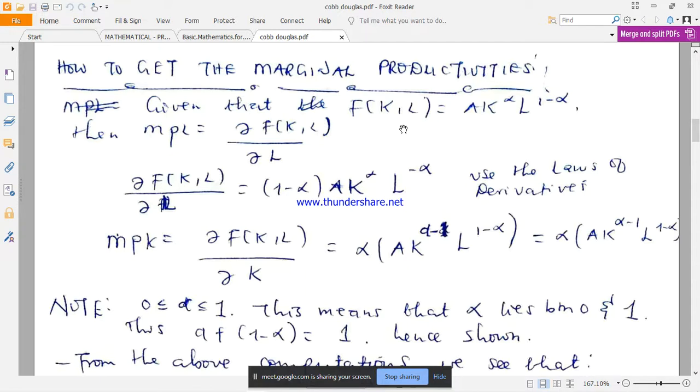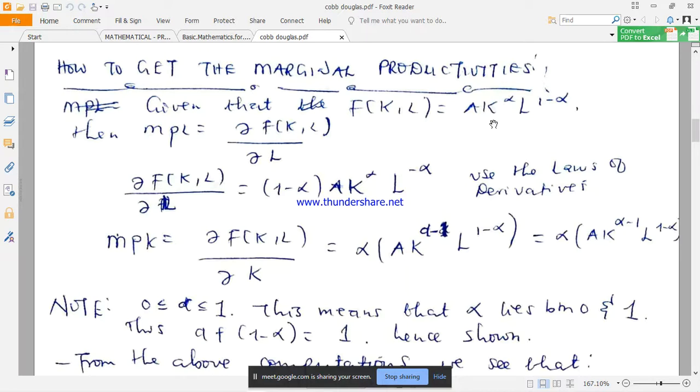Given a function which is the technology, A K to the power alpha times L to the power 1 less alpha, to find the marginal product of labor: the marginal product of labor in this case is the slope of this particular function with respect to labor. That's what it means, which is just dy/dx. In this case, we're saying the derivative of this function, which is the change in the function per unit change in labor. This is more like a, this is x, then this is n, then again we have x to some power.